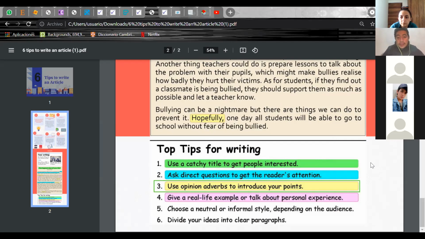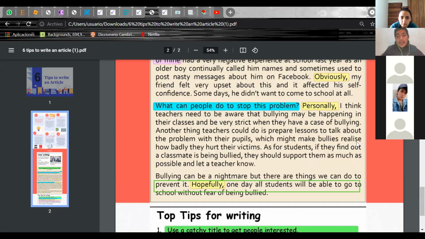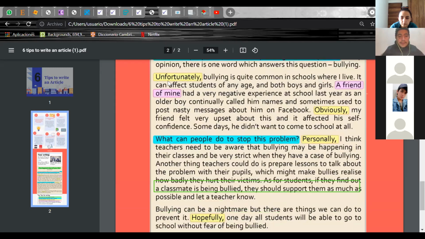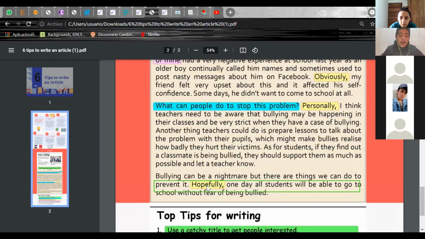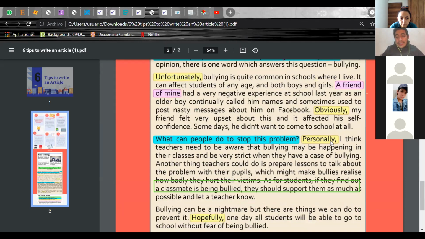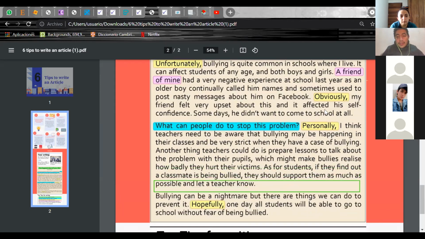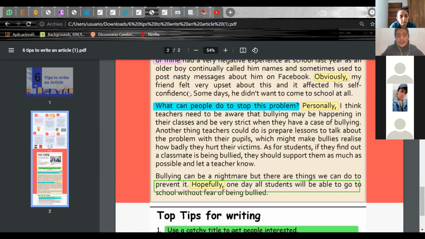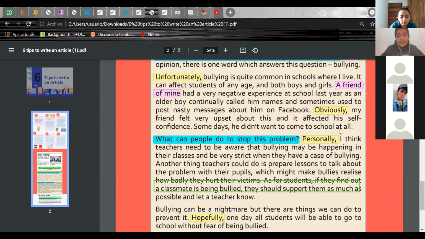Okay, so as you can see, if we need to add our personal opinions, we need to use adverbs like unfortunately, desafortunadamente, obviously, personally, personalmente, and hopefully. Though remember that all the words that end in this termination L-Y are considered adverbs. So we can use these words to introduce our personal opinions.